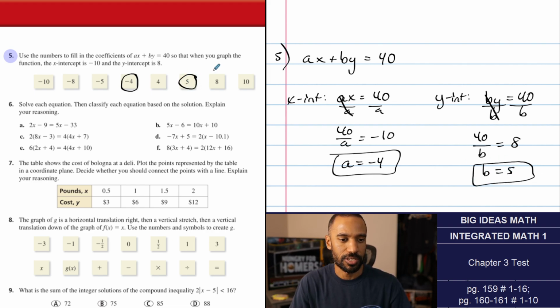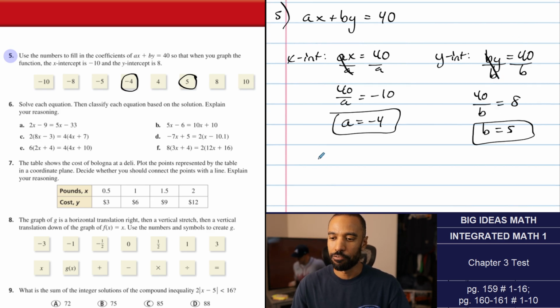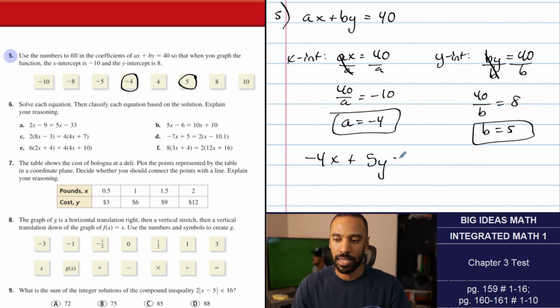So the numbers exist. So our equation, they said fill in the coefficients. Therefore, our equation will say negative 4x plus 5y equals 40. That would give us those two intercepts.